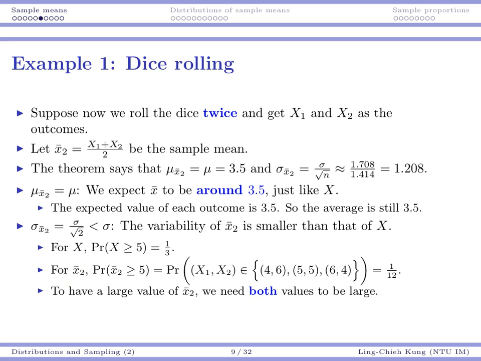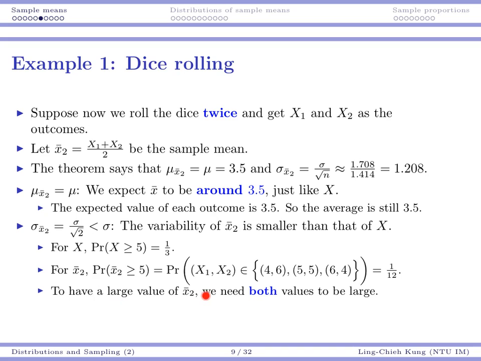For X bar 2, it's harder, because if you want X bar 2 to be greater than or equal to 5, your X1 and X2 must be, for example, 4 and 6, 5 and 5, and 6 and 4. So you only have 3 possibilities out of 36 total possibilities. So that means you only have 1 over 12 as your probability for X bar to be greater than or equal to 5. So this confirms your intuition.